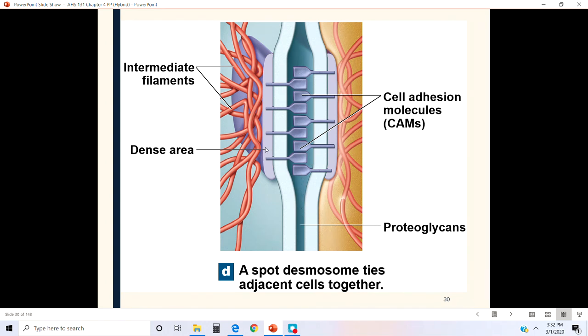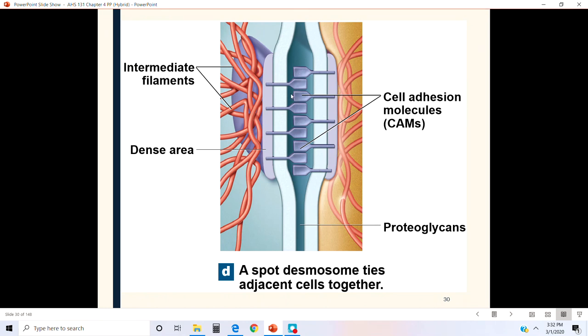And this dense area is also tied into some of the cytoskeleton. These are intermediate filaments. Just as an example, you don't have to write this down, but one of the types of intermediate filaments inside our cell is known as keratin. You may have heard of that.